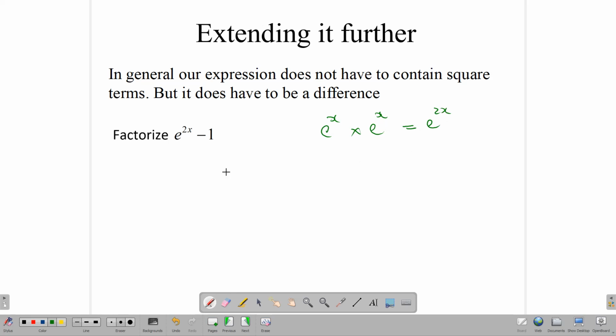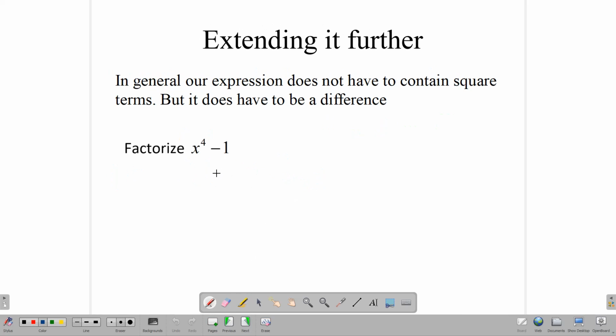And what we do then is to do the same thing that we have done before. We open two brackets and say the square root of e to the 2x is simply e to the x. Write that first, and the square root of 1 is 1. Make one bracket plus, make one bracket minus, and we are through.